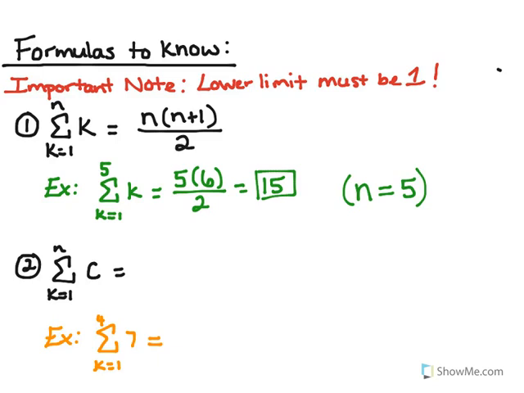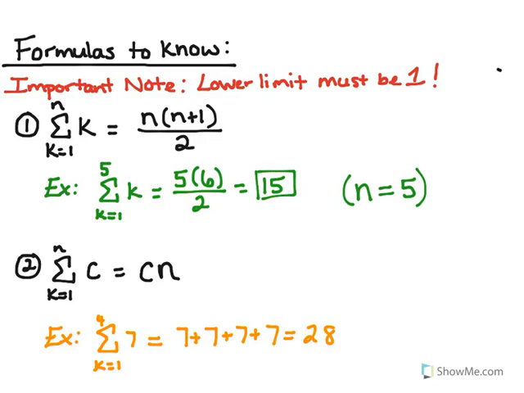Okay, the second formula. Remember, c is a constant. So the summation of a constant is just a constant times the number of numbers you're going to have. So it's just c times n. Here's an example to make this make a little bit more sense. If I was going to do the summation of 7 from k equals 1 to 4, that would be 7 plus 7 plus 7 plus 7, which comes out to 28.